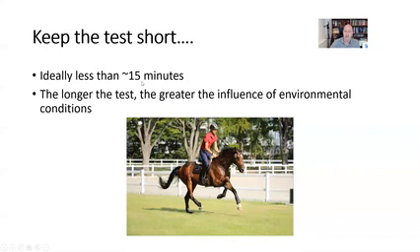My other advice is keep the test short, because the longer you go on, the greater the influence of the environmental conditions. So if you do a test under about 15 minutes, sort of a warm up of 5 to 7 minutes, and then 10 minutes or so of cantering, different increases in speed, then that's unlikely to be affected whether it's a cold day, a warm day, or even a really hot day. As you go on over that time, the climate will start to have an effect.